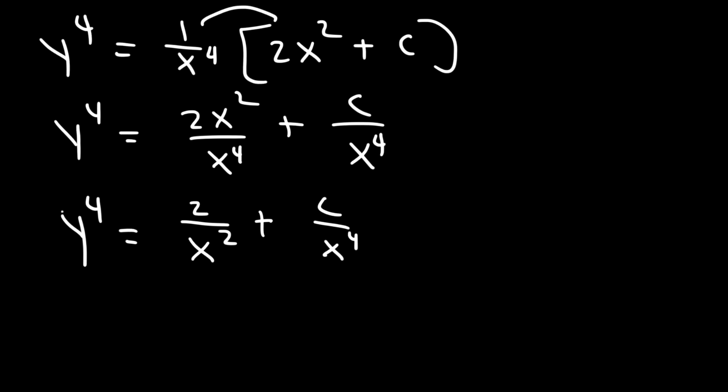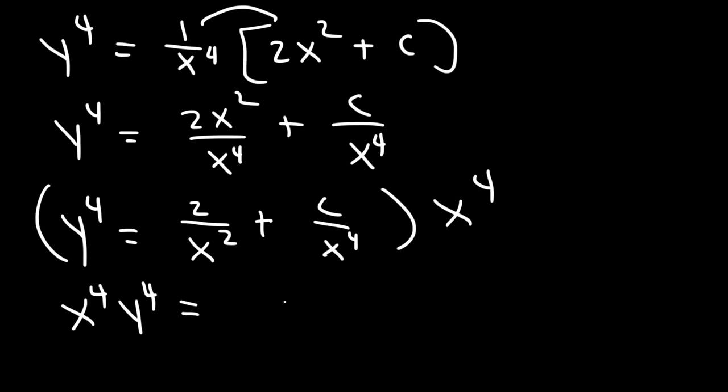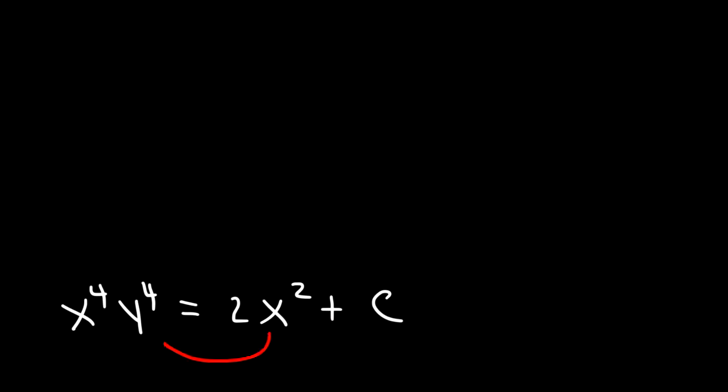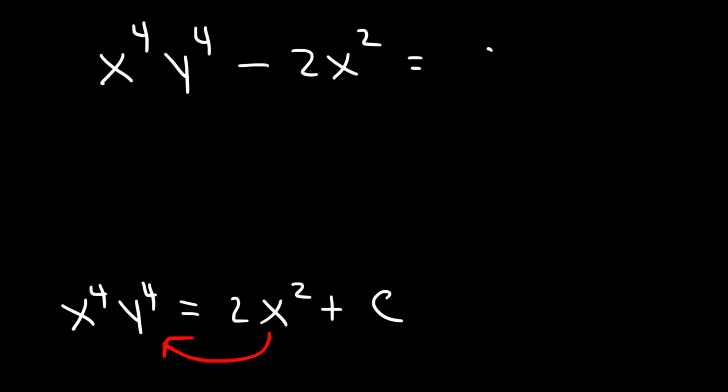Now to simplify this expression, I'm going to multiply each term by x to the 4th. So on the left I have x to the 4th, y to the 4th, and then x to the 4th divided by x squared. 4 minus 2 is 2, so that's going to be 2x squared. And then these will cancel, giving me the constant c. Now I'm going to take this term, move it to this side. So the final answer is going to be x to the 4th, y to the 4th, minus 2x squared, which is equal to c. And so this is it.